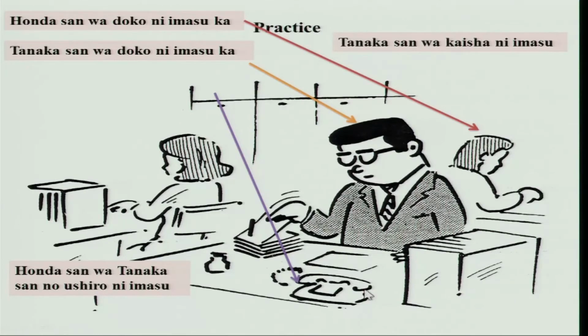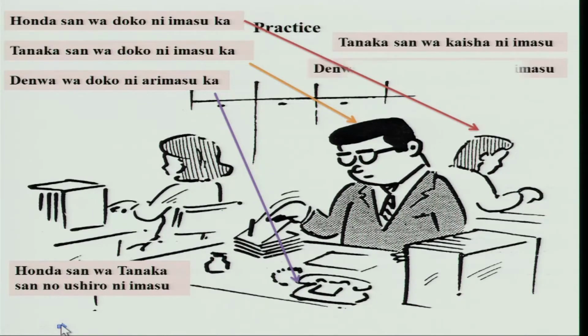Well, this is a phone, so it is inanimate. Now, what is the verb that you are going to use? Will you tell me? Well, let us see what is given over here. Denwa wa doko ni arimasu ka? So, you have to remember, for people it is imasu and for non-living inanimate it is arimasu. Denwa wa tsukue no ue ni arimasu.